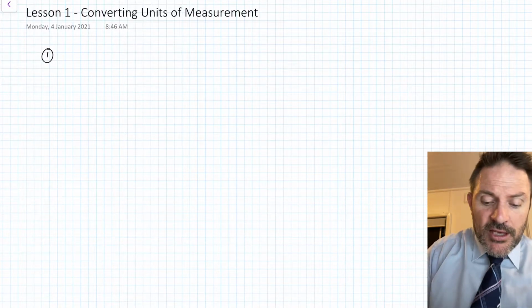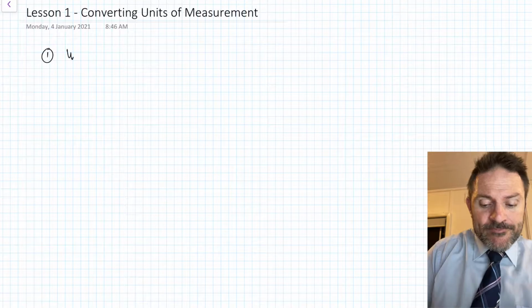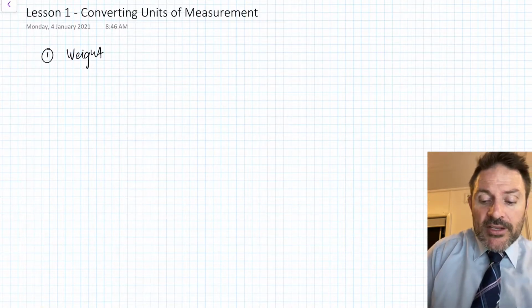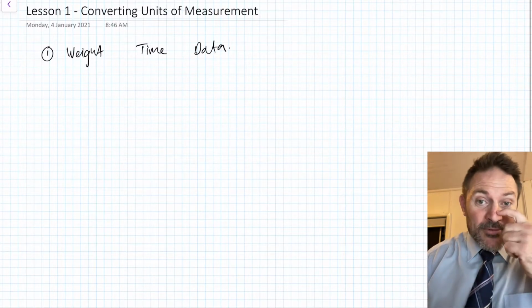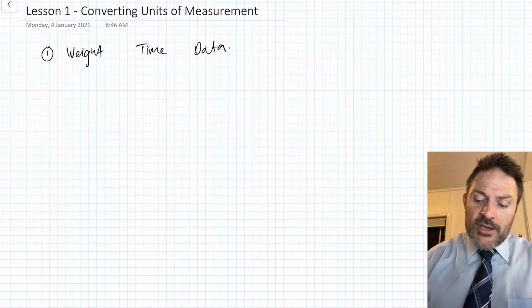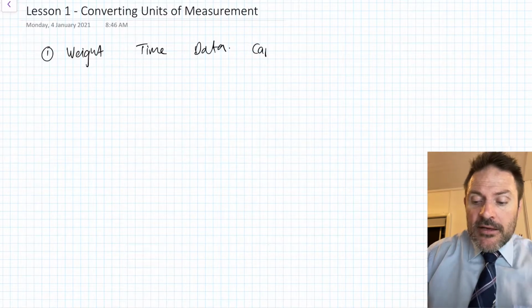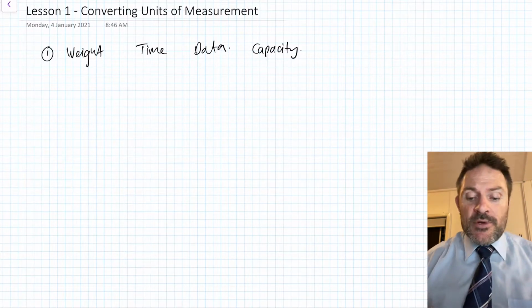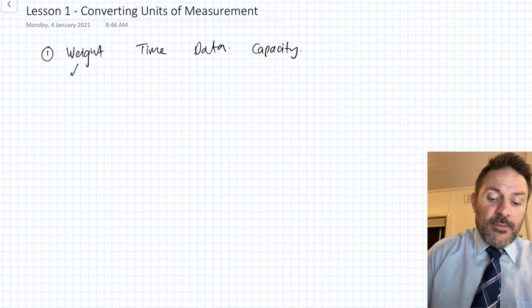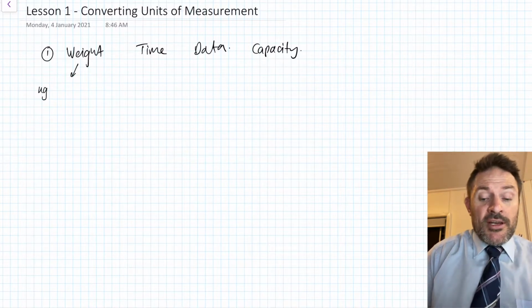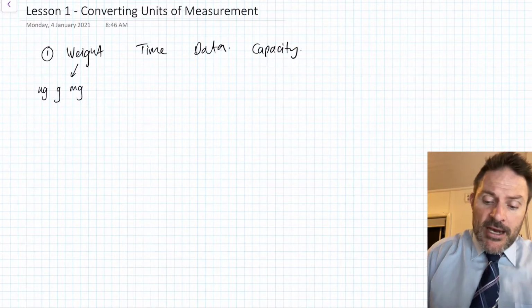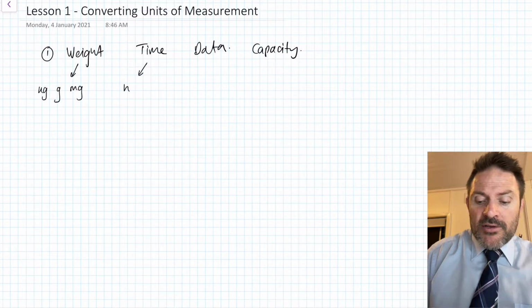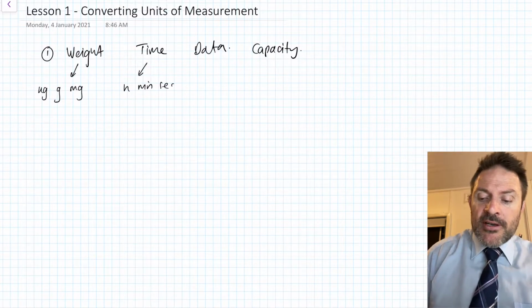So, things like weight. We're doing things like time. We might do things to do with data, for example, okay? We could do capacity. These are all different types of measurements. For example, weight could be measured in kilograms, grams, milligrams, etc. Time, we know, is hours, minutes, and seconds usually.